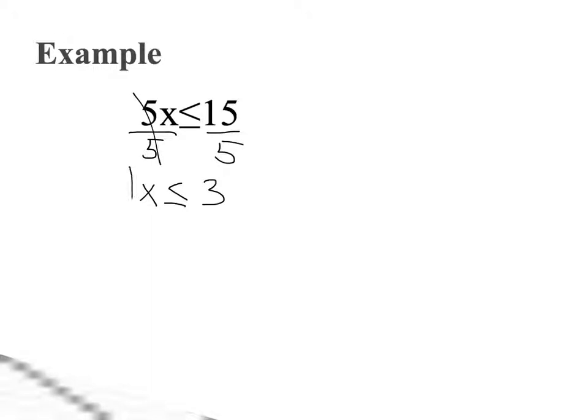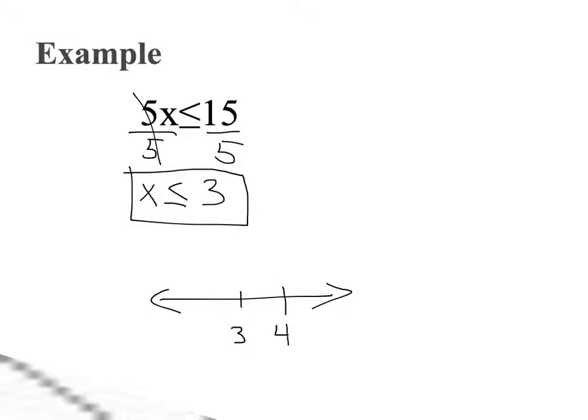So I've solved for x. I have x by itself. Now we need to graph it. I have my number line. Let's have 3 because that's the number we're graphing from. 4 is one bigger. 2 is one smaller. This says x is less than or equal to. So since it's less than or equal to, we need a closed circle on 3. So I'm going to fill in my dot on 3.